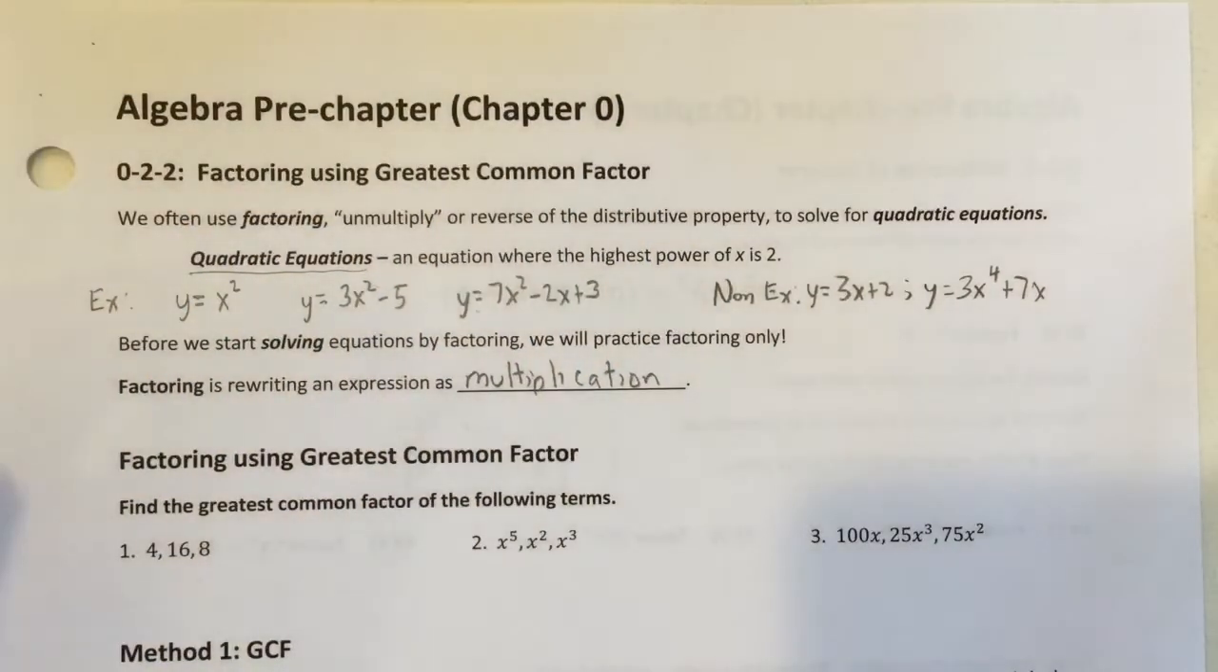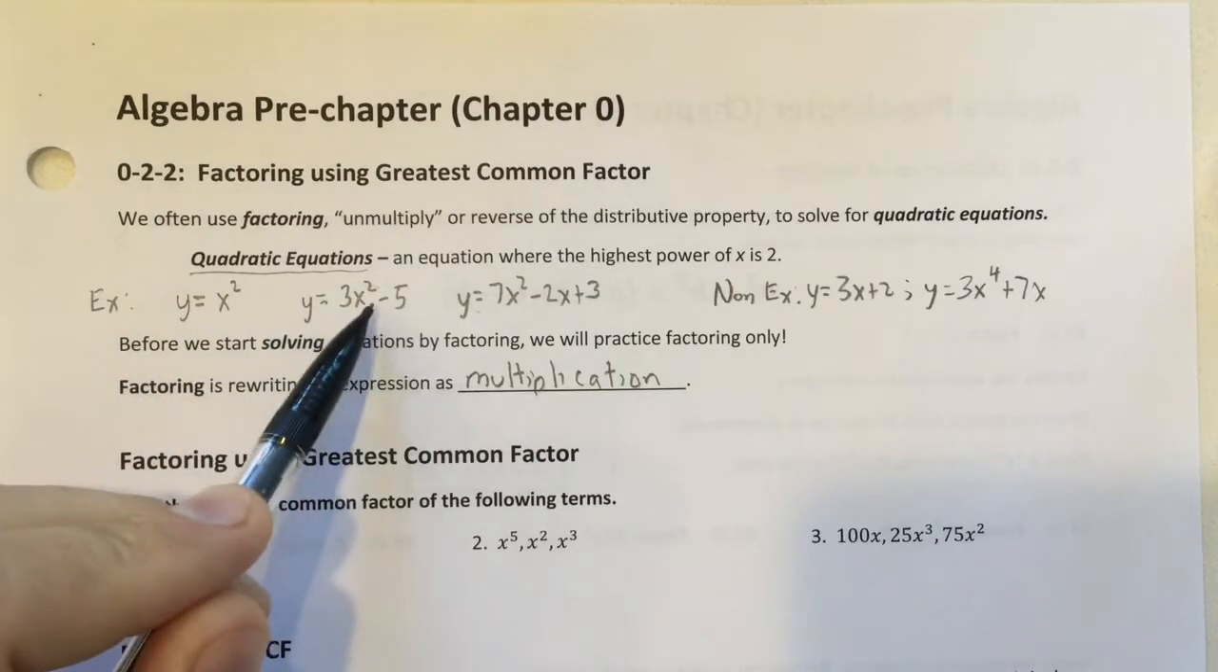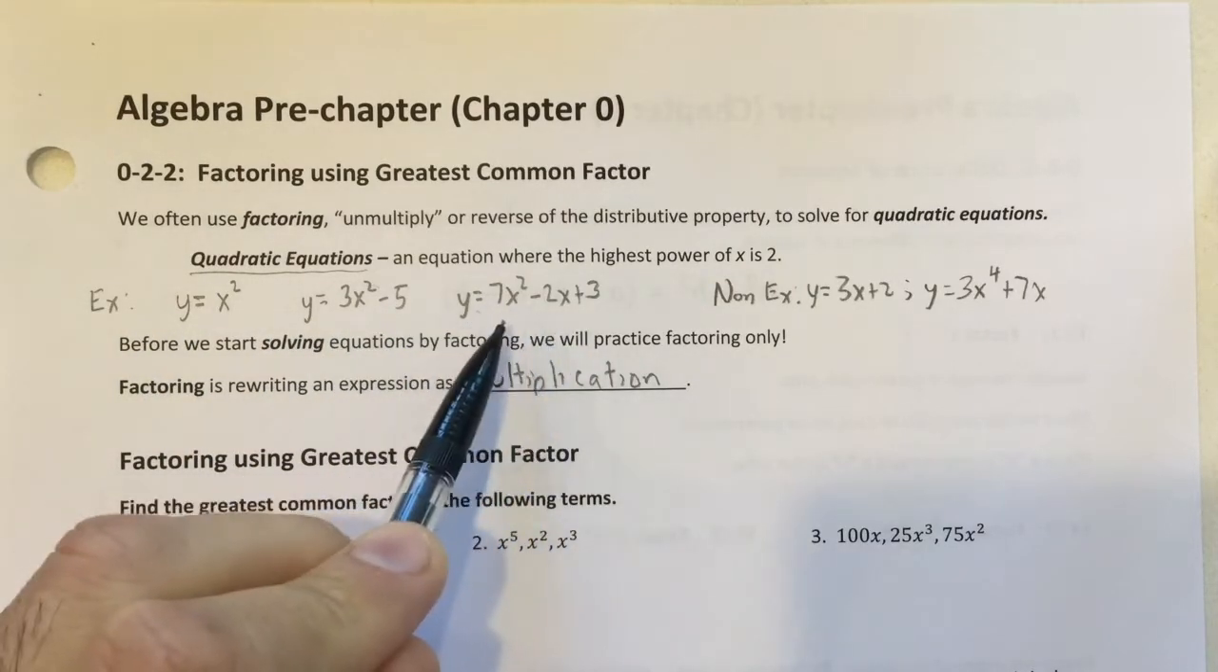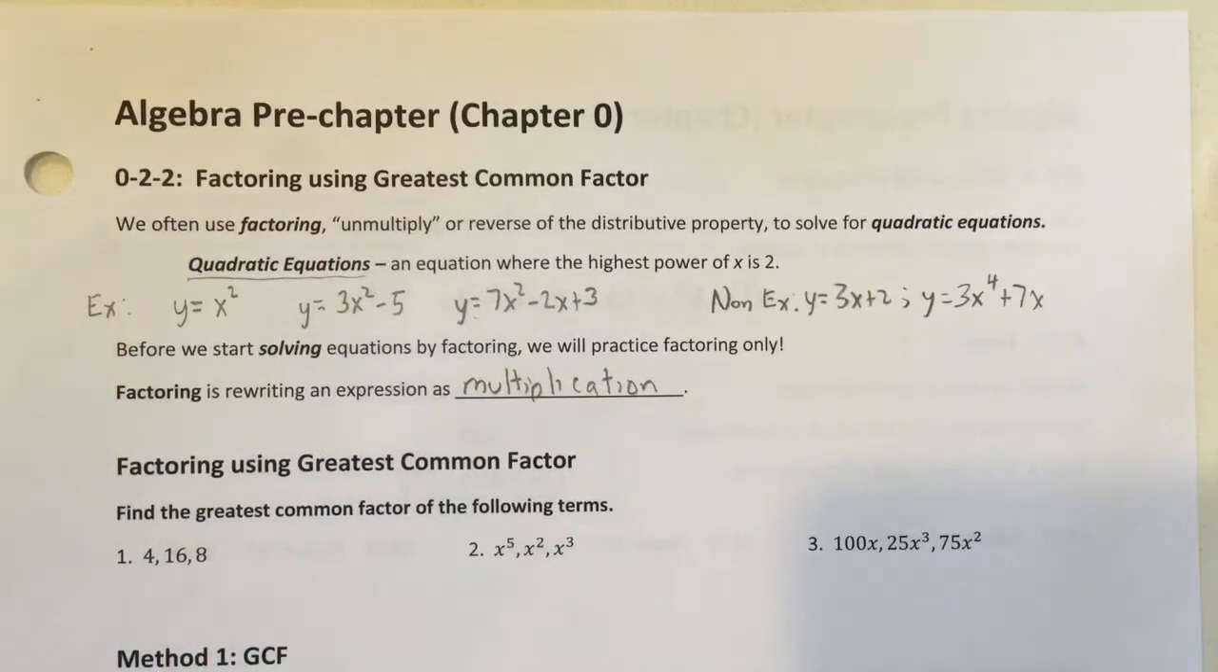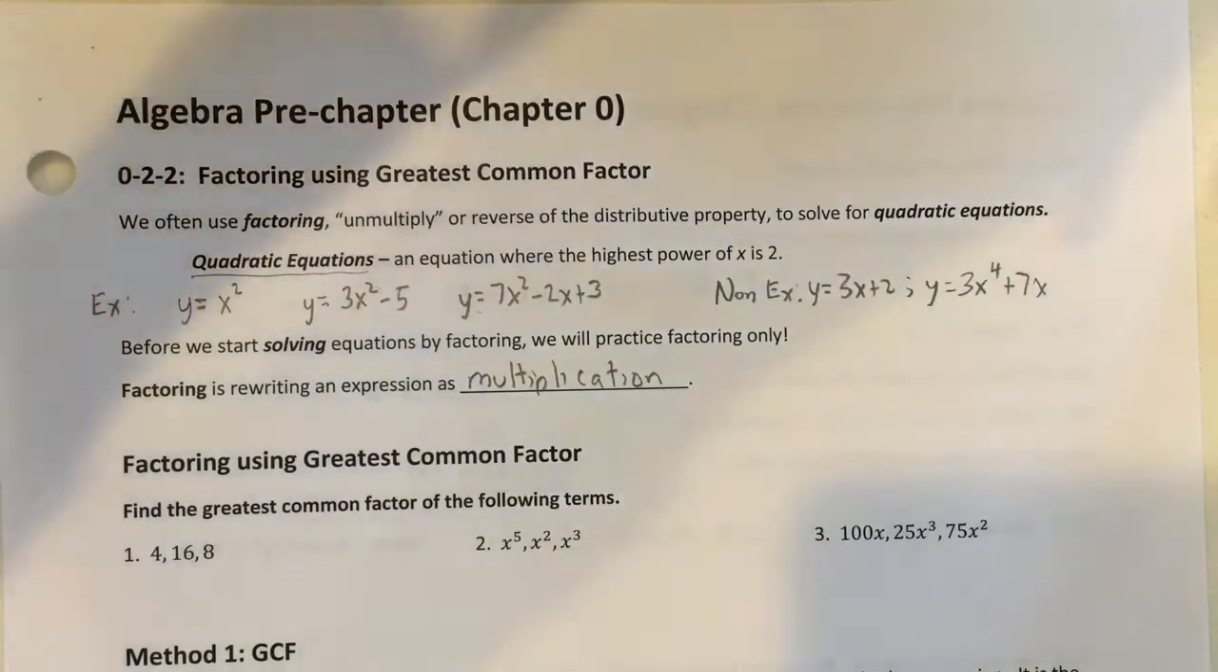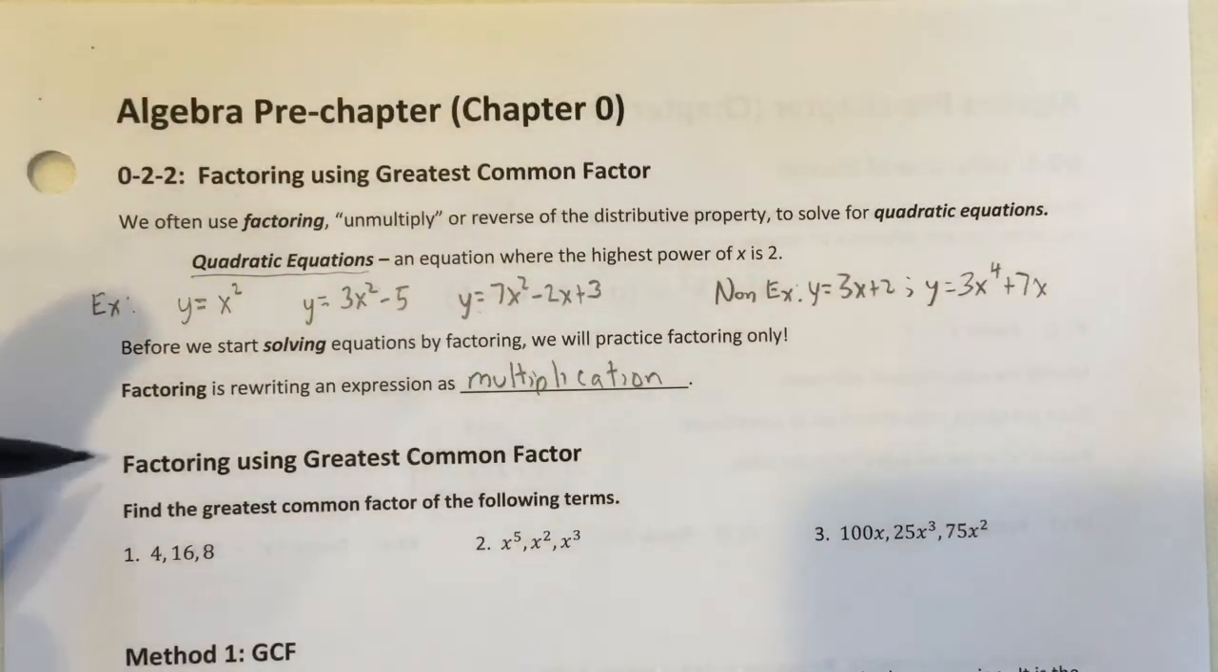Factoring is rewriting an expression as multiplication. So anytime you see plus signs or minus signs in between, that's not factored. But when it's separated by multiplication, then you know it's going to be factored. All right, so the first factoring we're going to look at is using the greatest common factor.